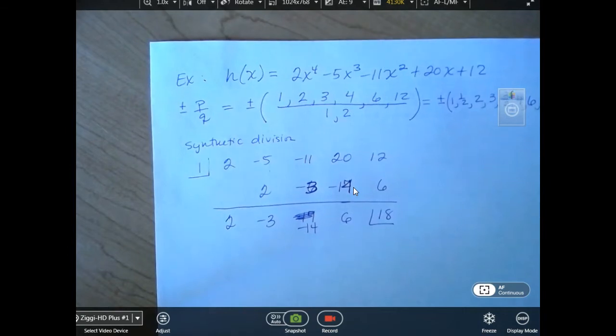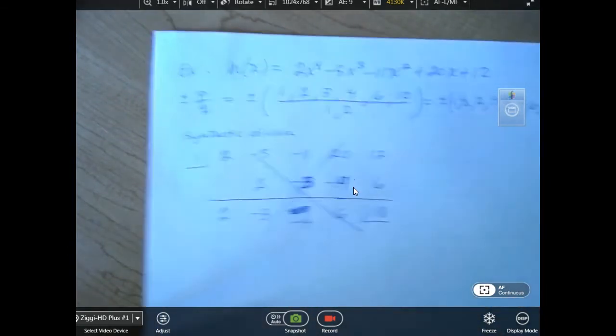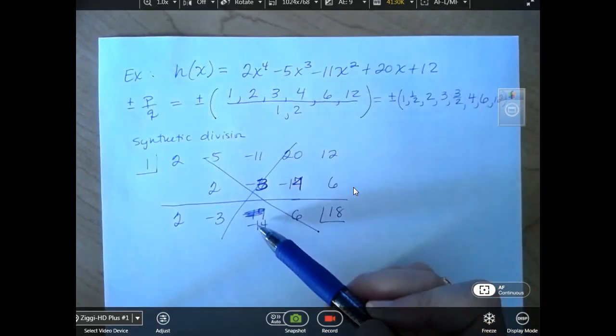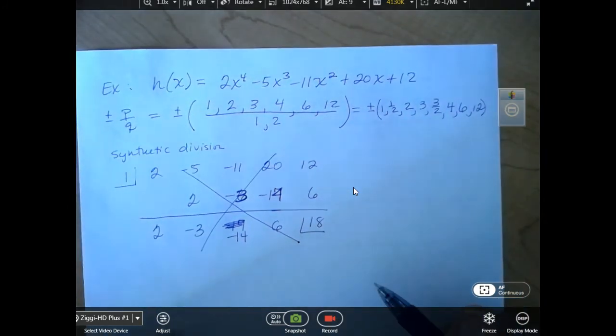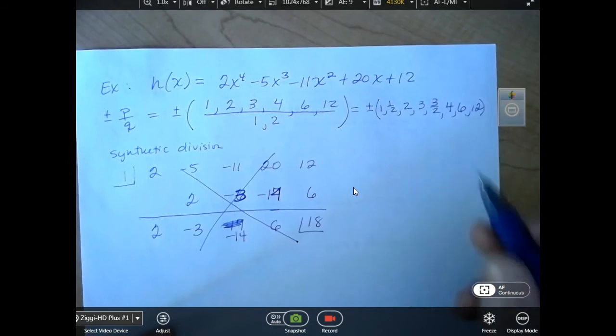So let's try another one. So that didn't work. And let me kind of double check, making sure I did all that right. Okay, so let's try the number, how about the number 2? We'll try that one.